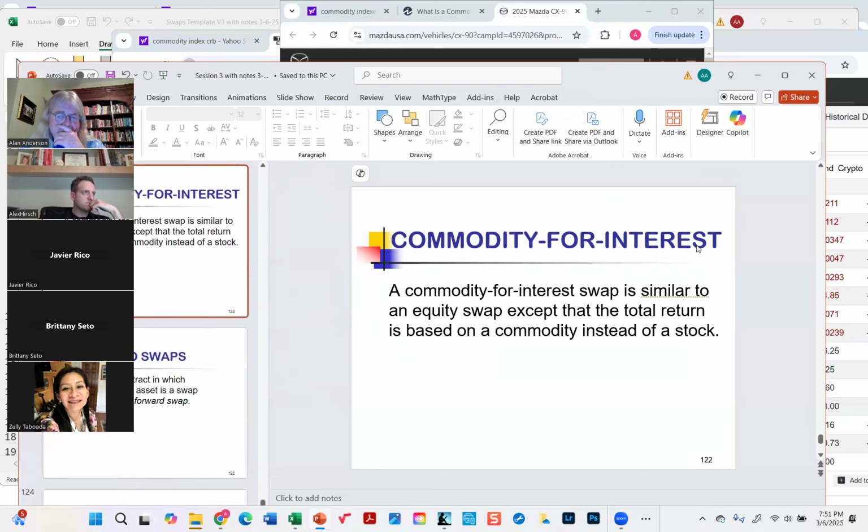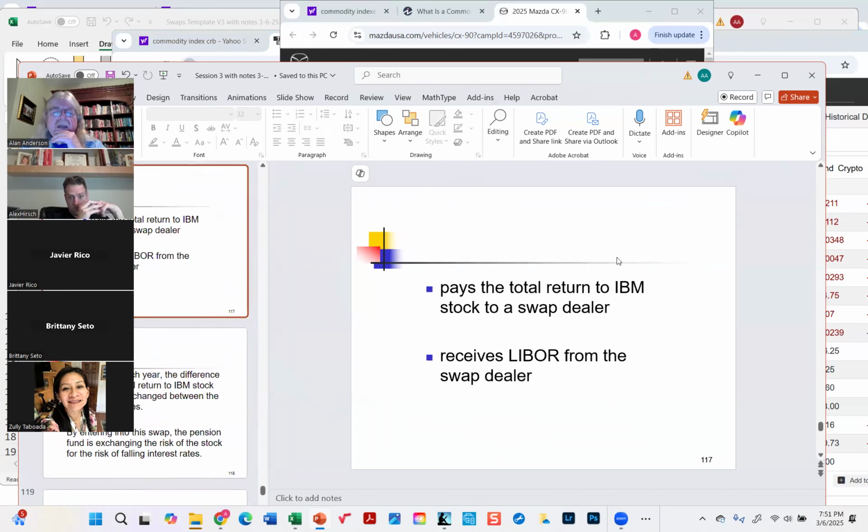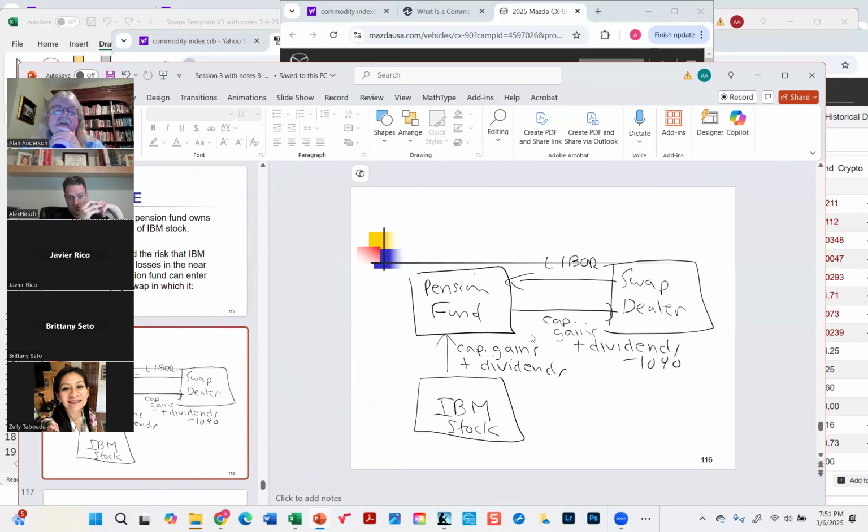Now, there's also the commodity for interest rate swap, which is like the equity swap, except the total return is based on a commodity instead of a stock. Okay, so it's like the stock one we had here, except that the returns are based on commodities instead of stocks.